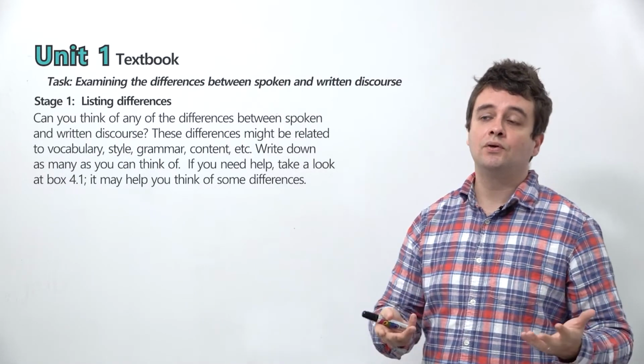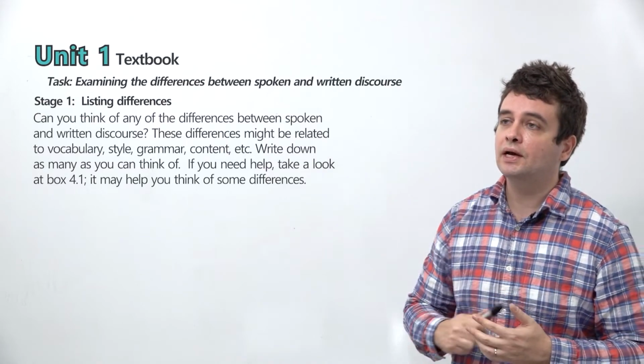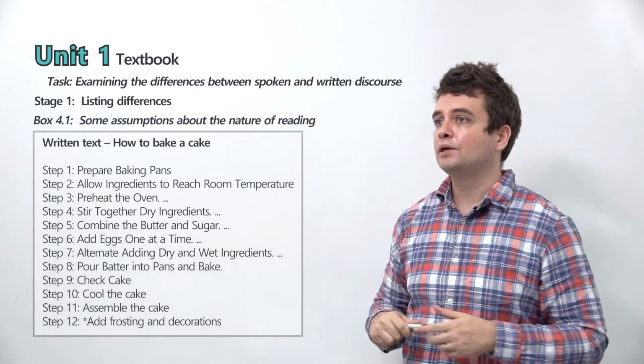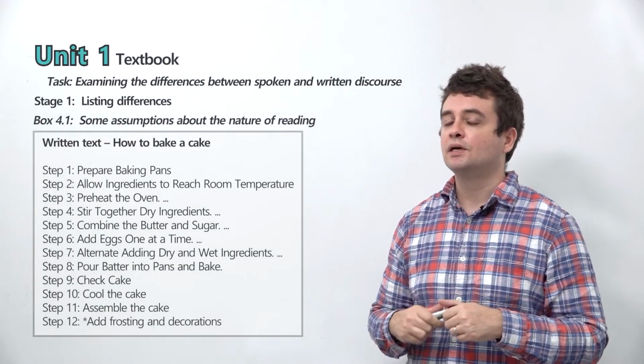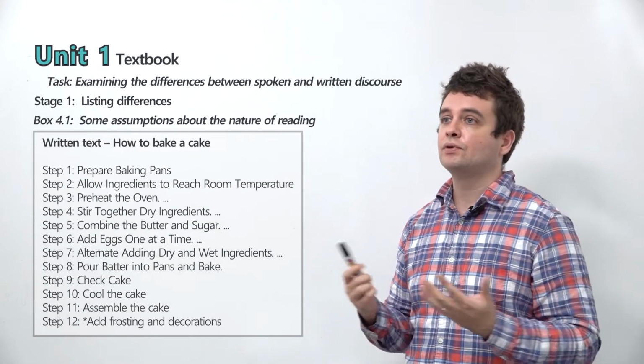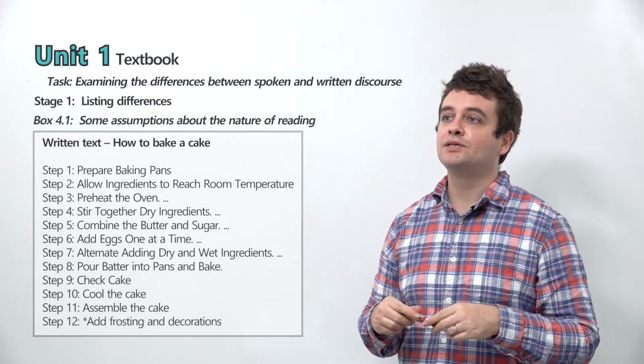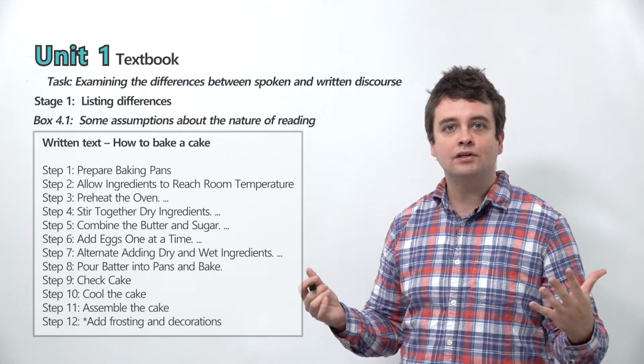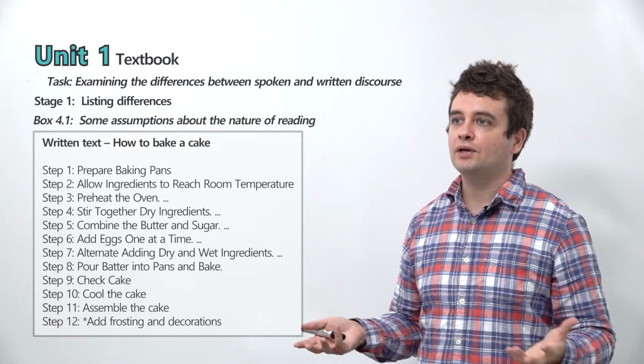It's really up to you. But together, let's take a look at the first one in box 4.1. So box 4.1, examples of written and spoken text. Let's start with the written text, of course. And the written text is how to bake a cake. All right, not the most interesting thing to read about, but that's okay. So let's take a look.